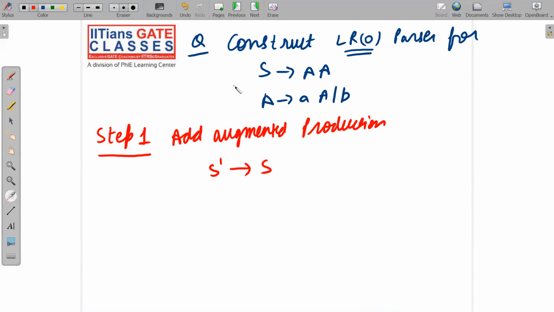You just have to add this production. So S dash is now our new start symbol. S dash will go to S, and now S goes to aa, A goes to aA or b. This is step number 1. In each and every grammar, the steps will be similar. Step number 1 is add the augmented production, augmented meaning S dash implies S. Please note it down carefully.